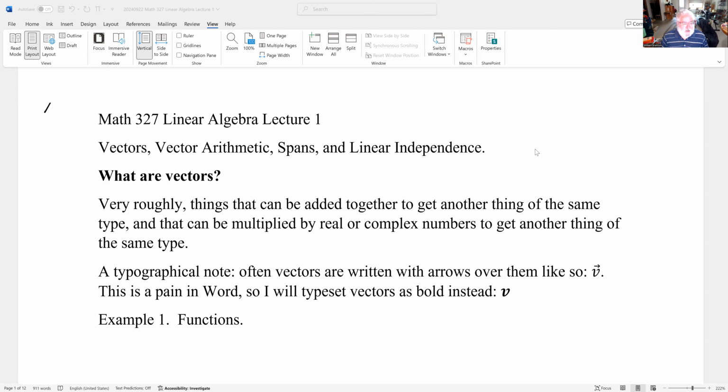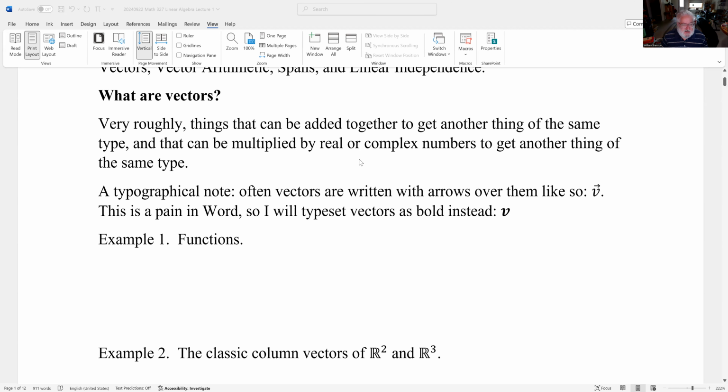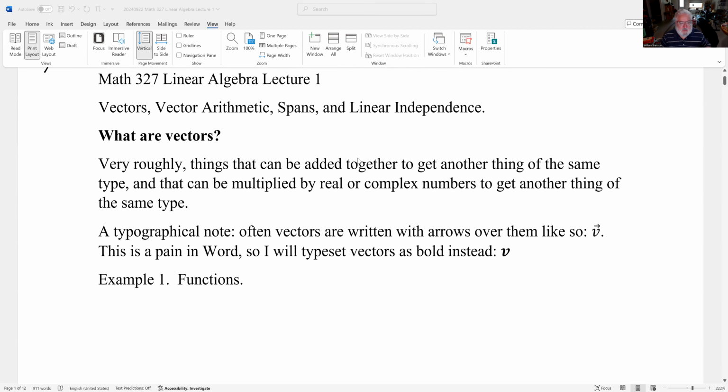Okay, so linear algebra. This is about vectors, vector arithmetic, spans, and a little bit about linear independence. We'll see more of that in the next lecture.